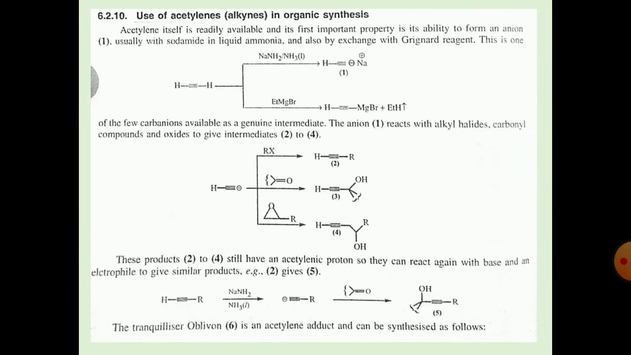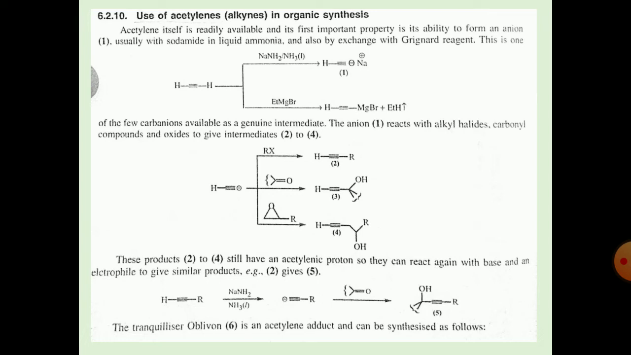Then the next topic is the use of acetylene, meaning alkyne, in organic synthesis. Acetylene itself is readily available, and the first important property is its ability to form the anion, usually with sodamide in liquid ammonia, and also by exchange with the Grignard reagent.